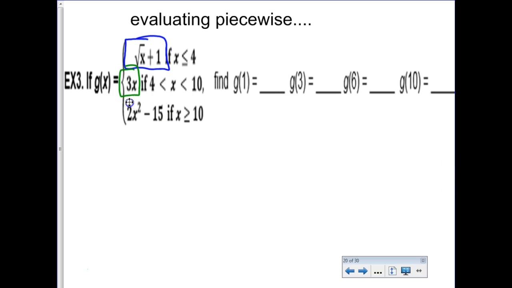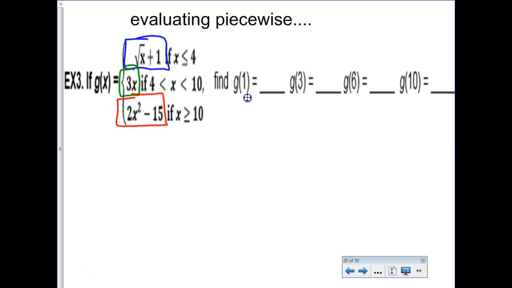And then the third piece of your piecewise function is this guy, 2x squared minus 15, and you only use that piece if your x's are greater than or equal to 10. So our first task is just evaluating piecewise functions. We will eventually come back and graph them, and then eventually we're going to write piecewise functions, which is a hoot. But for now, let's just go ahead and evaluate them.